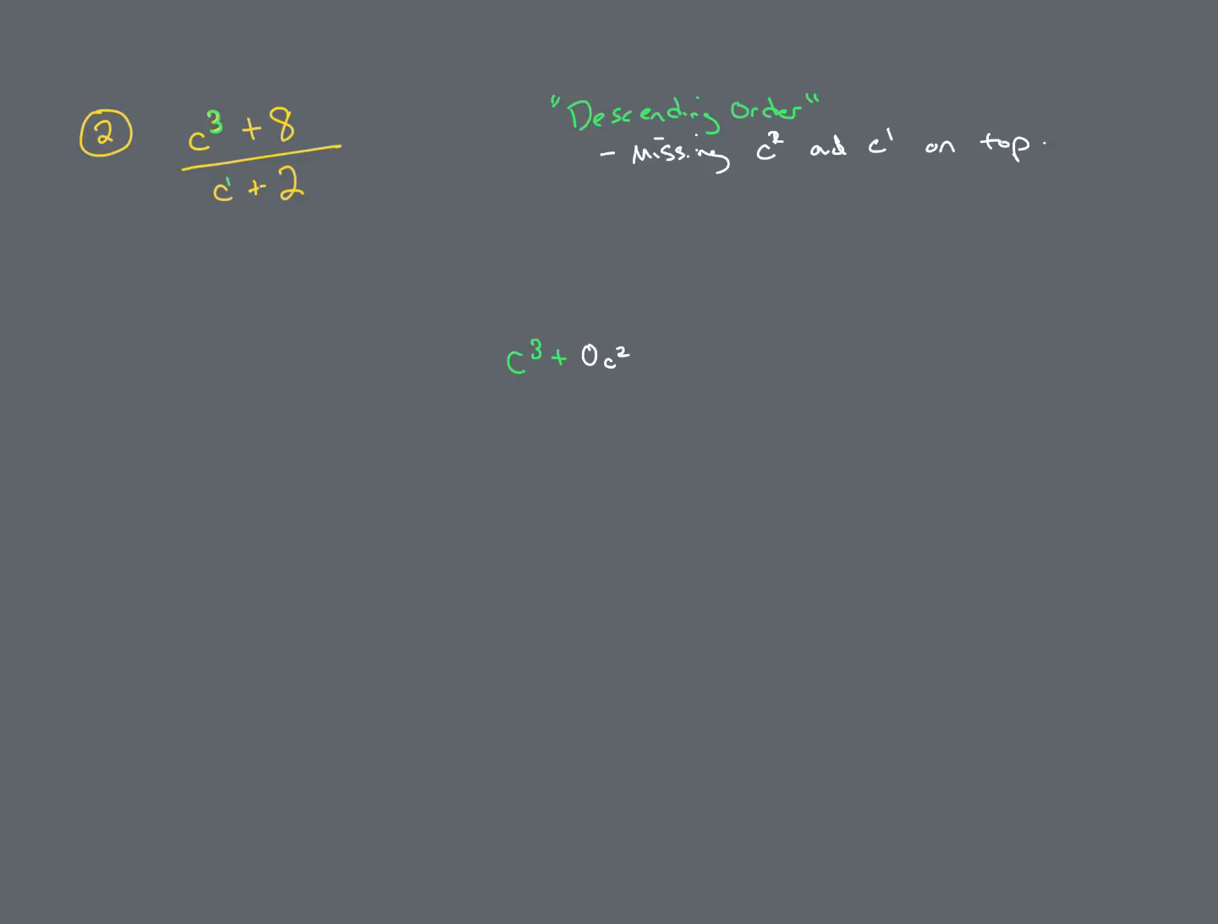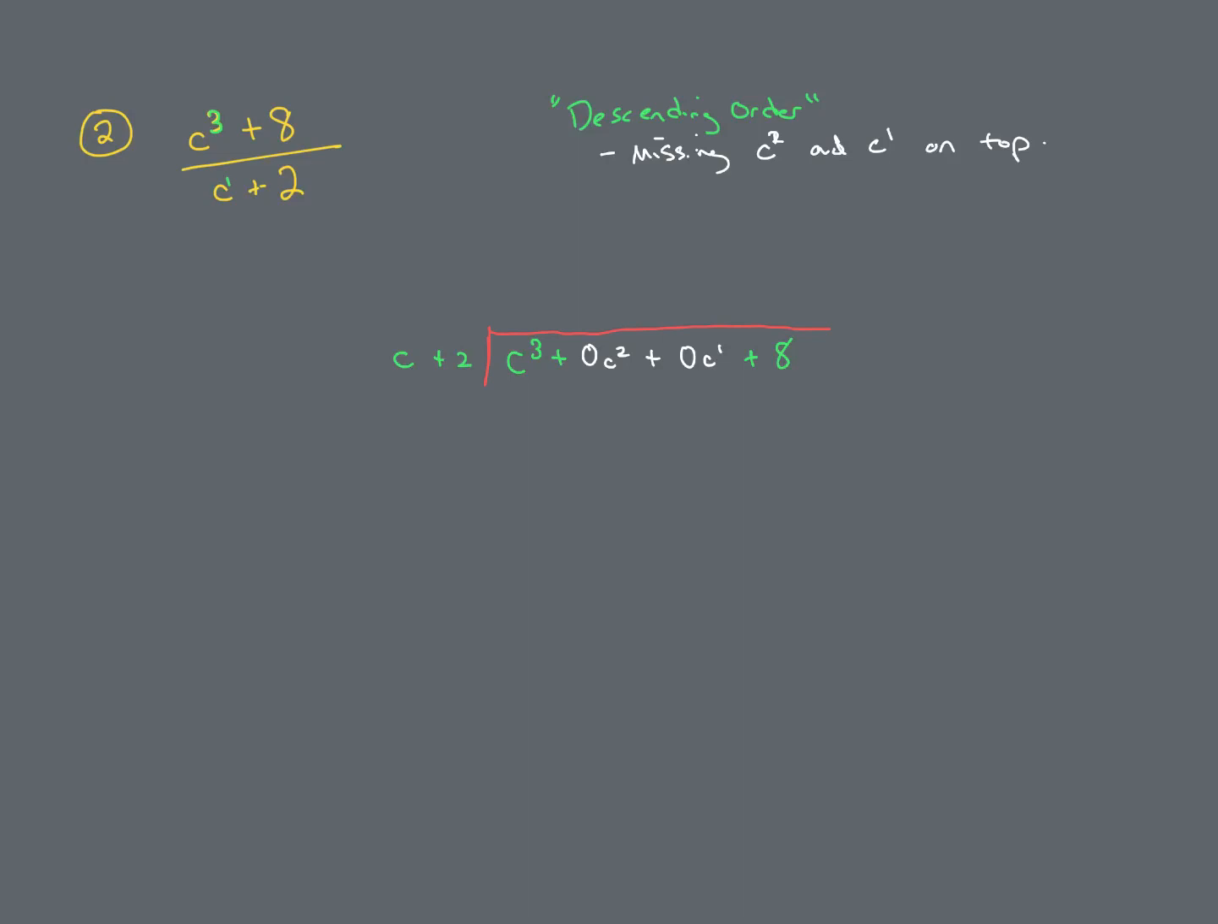Zero c squared plus 0c to the first, and then plus 8. So it's basically the same thing. 0c to the second is still 0. 0c to the first is still 0. So basically we've got c cubed plus 8. We're just putting those placeholders in there. And then on the outside, c to the first plus 2. If we were missing a power on bottom, we would also want to put a placeholder in.